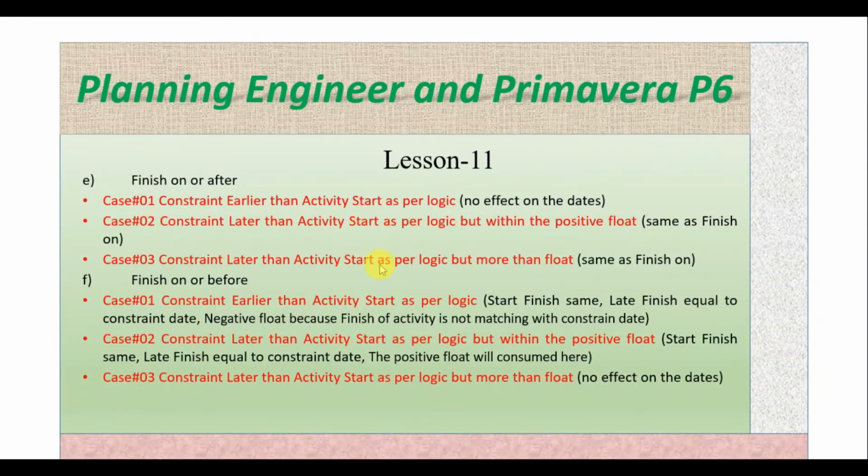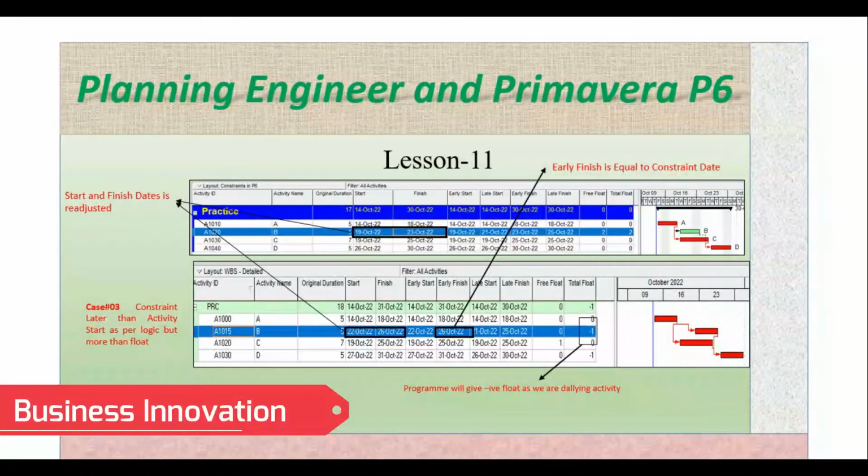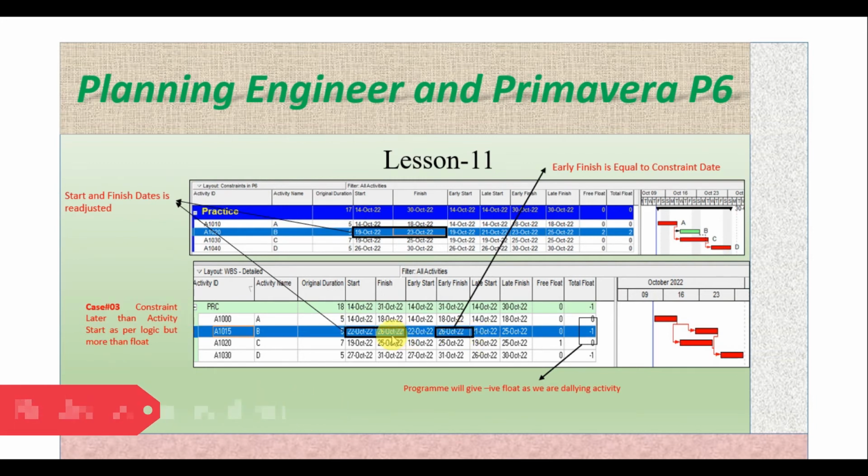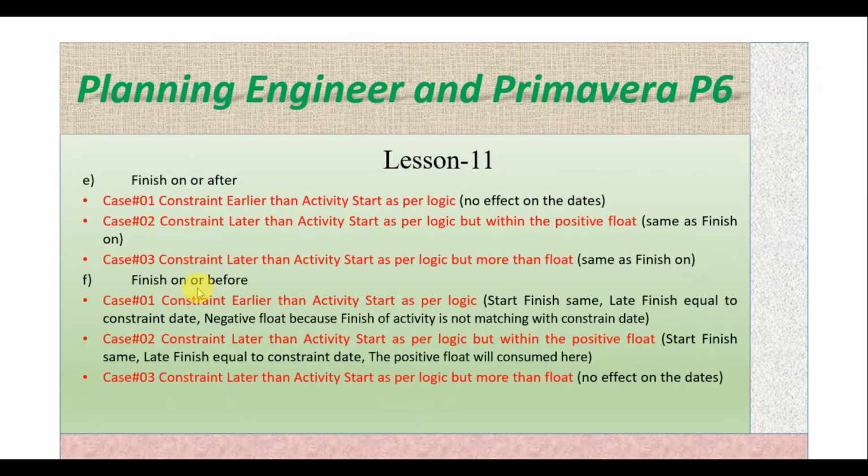And case 3, later than the activity start as per the logic but more than float, same as finish on. So what is actually the finish on? This is the case 3 of finish on. So the finish of this activity will be equal to the constraint date and it will create a negative float. Now finish on or before.